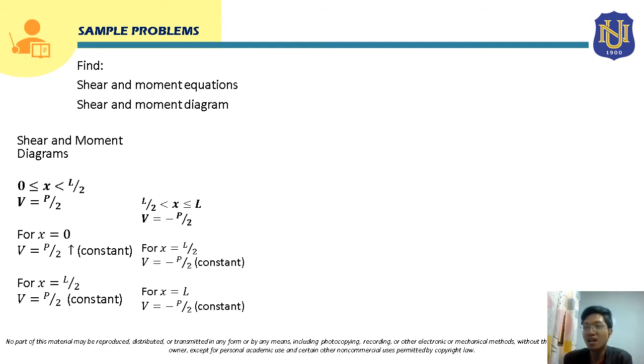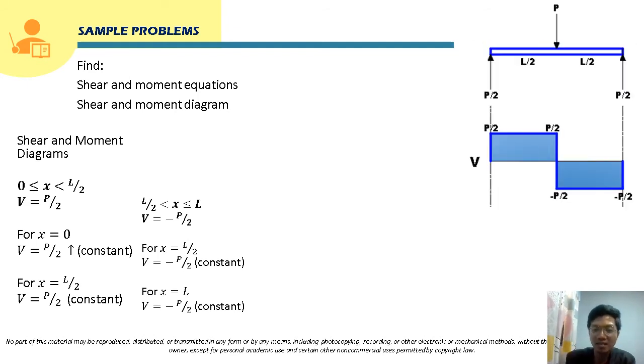Why? Because, class, if you notice from the loading of the beam, they are concentrated loads. And if the loadings are concentrated loads, its shear will be rectangles. And rectangles, class, are constant, right? So we will plot this in our diagram.